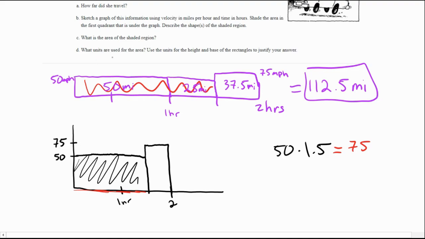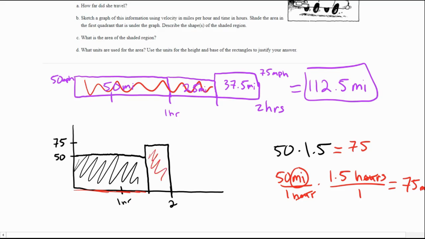And the units that we use for the area are miles, right? Because if we're talking about, let's say, 50 miles per 1 hour, and I'm traveling for 1.5 hours, when I multiply that, the hours cancel out, and I'm left with just miles as my units. And so we know that in this case here, the area of each of the shaded regions will be in miles.